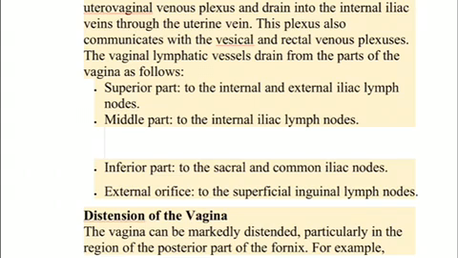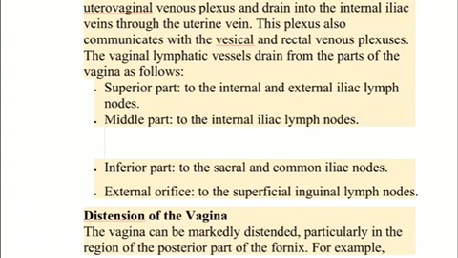The lymphatic vessels that drain the vagina drain various parts of the vagina. The superior part of the vagina is drained by lymphatics that go to the internal and external iliac lymph nodes. The middle part of the vagina is drained by lymphatics that drain to the internal iliac lymph nodes.